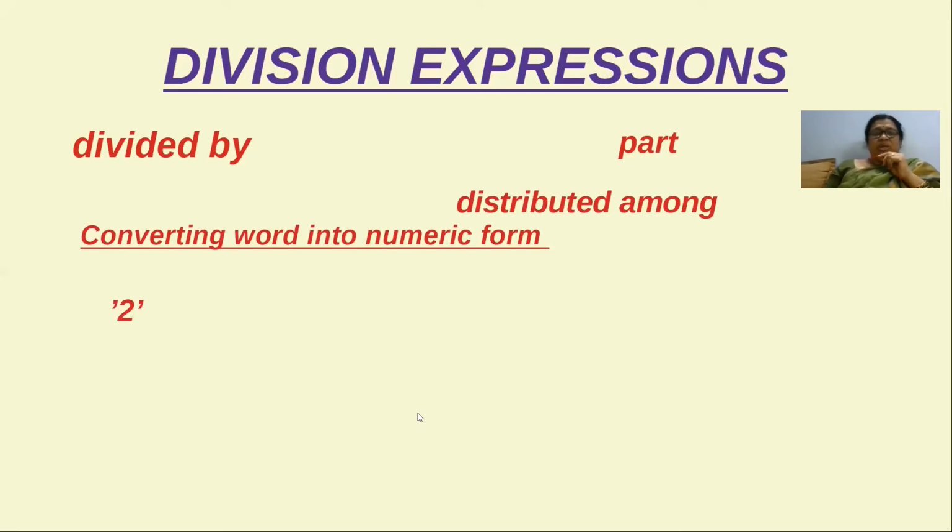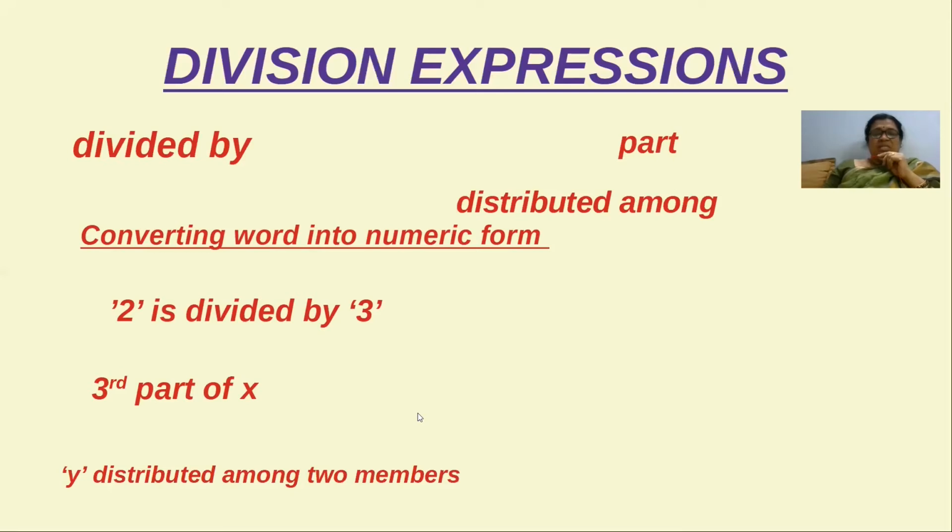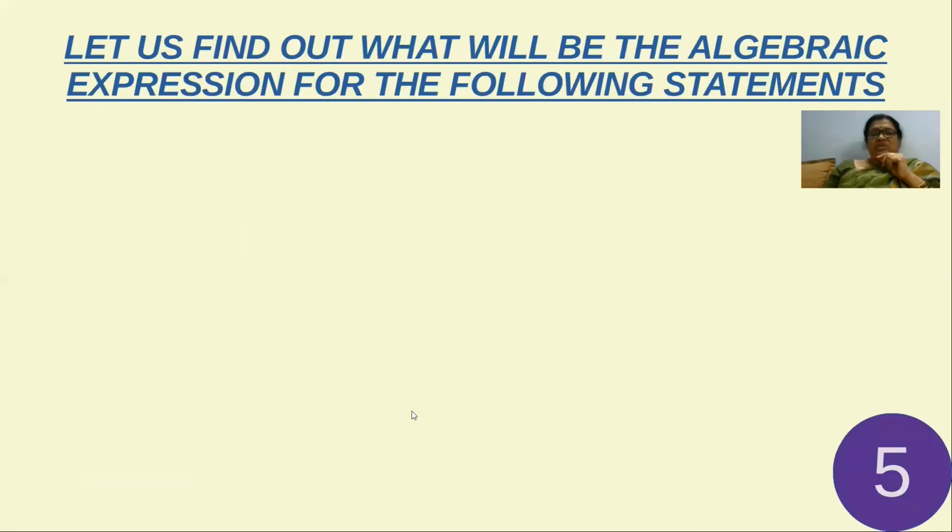The division expressions use words like divided by, part, distributed among. So converting a word into a numerical form, like 2 is divided by 3, how will we write? Think. Third part of x, how will we represent this? Y is distributed among 2 members, think about this too. 2 is divided by 3 can be written as 2 by 3. Third part of x means x by 3. Y is distributed among 2 members can be written as y by 2.